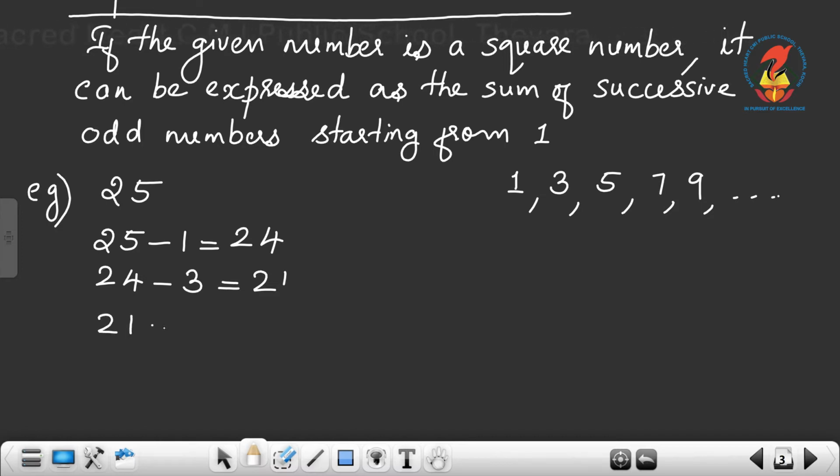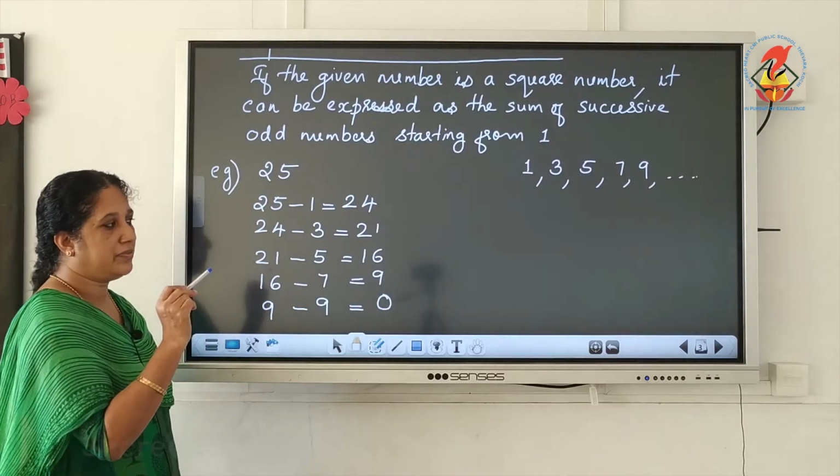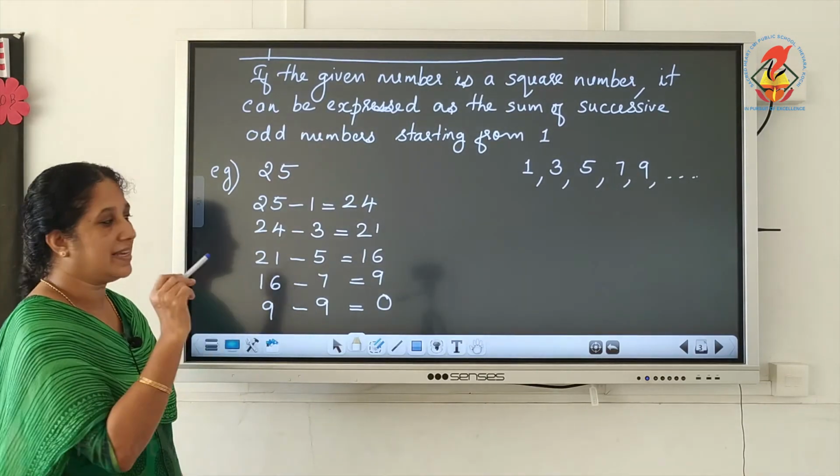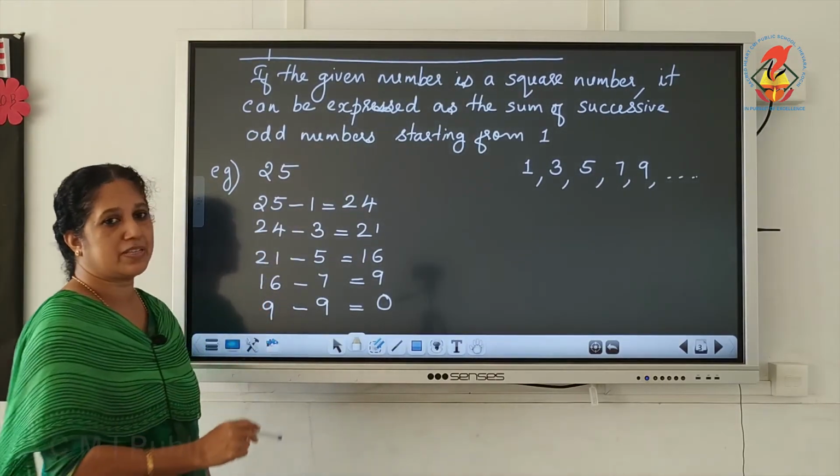Then from 21 subtract 5, the next odd number. So 21 minus 5 equal to 16. Then from 16 subtract the next odd number, 7. Then what you will get? 16 minus 7 is equal to 9. Then again from 9 the next odd number you have to subtract, it is 9. 9 minus 9 equal to 0. Lastly you have to get 0. And if you are getting 0 lastly, we can say that the given number 25 is a perfect square.